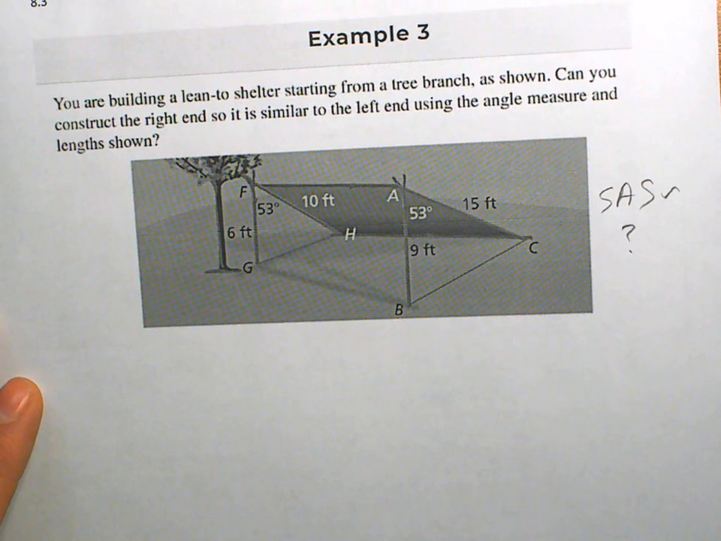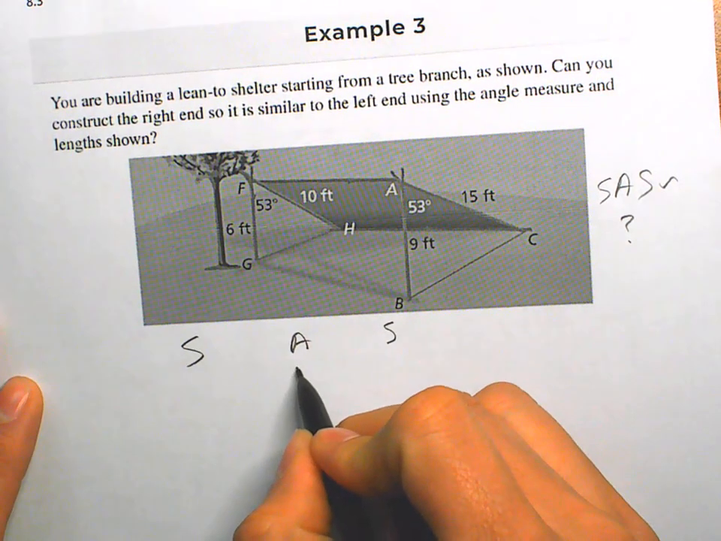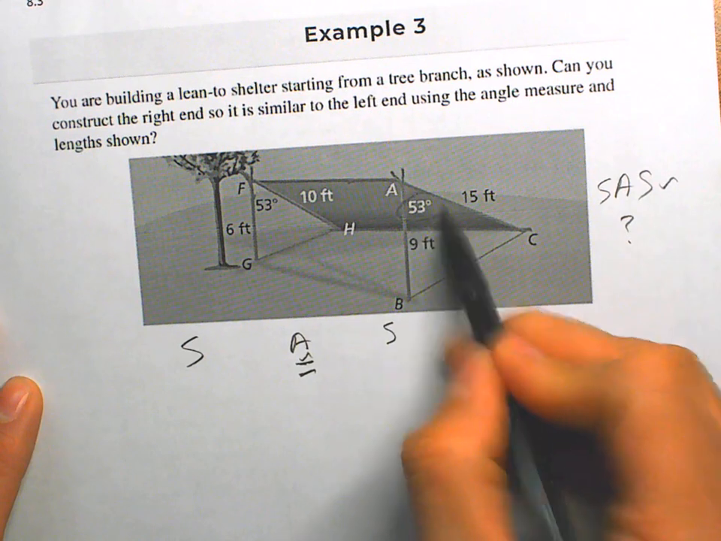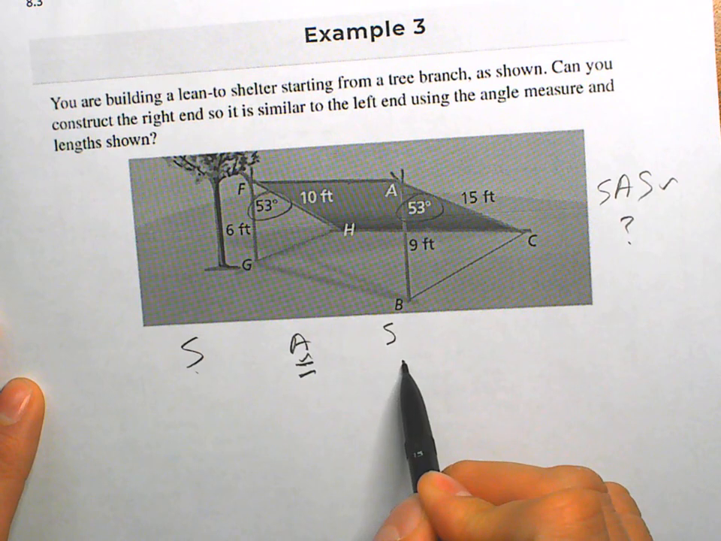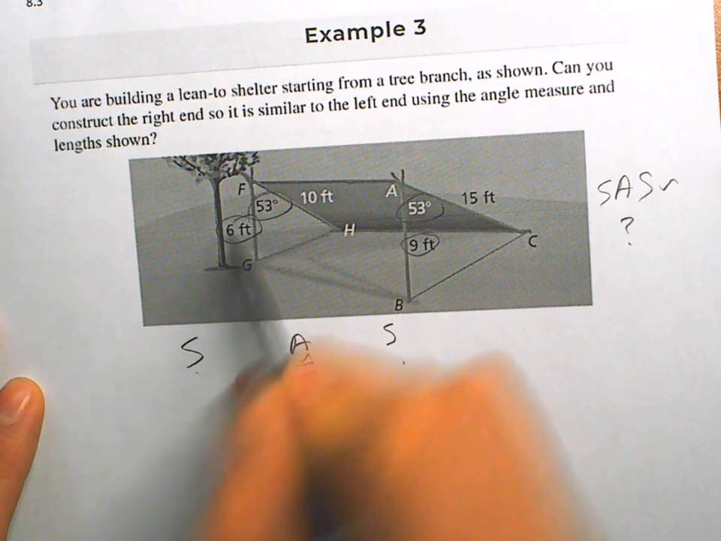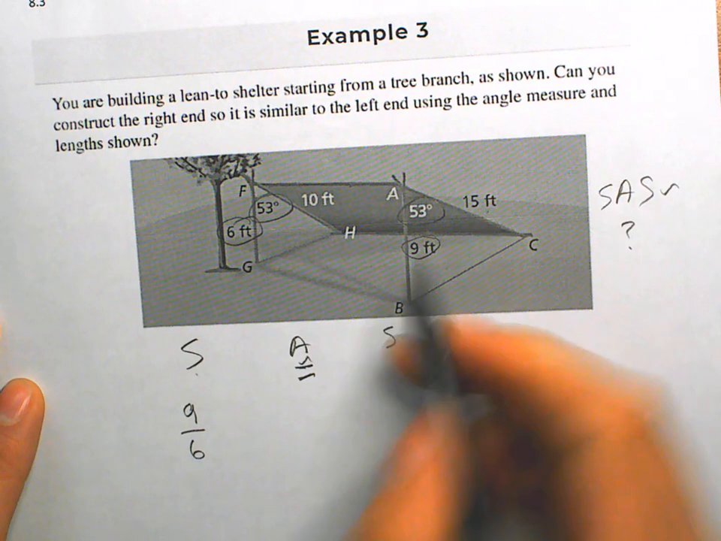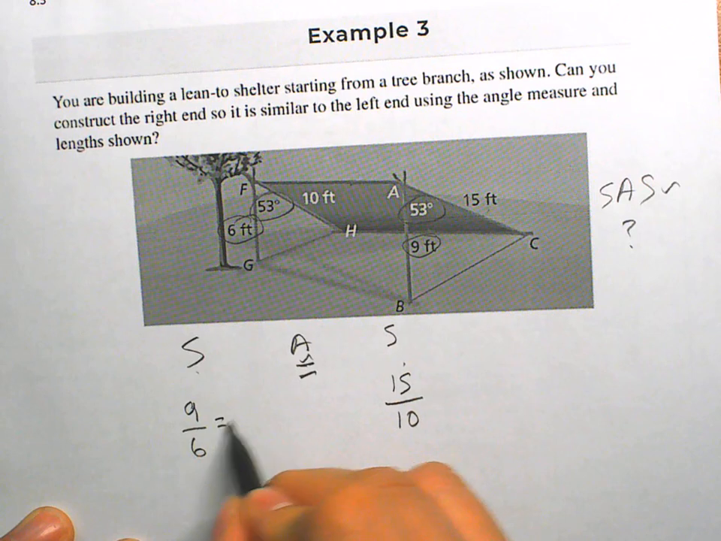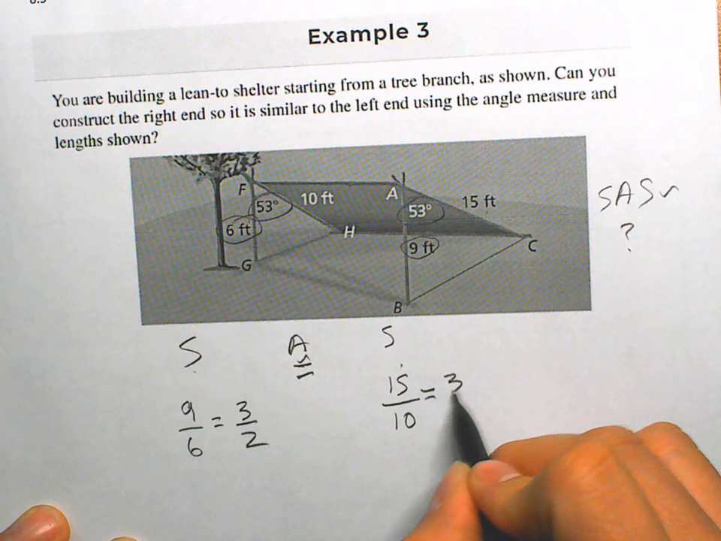So let me check to see what I need. For the side angle side similarity theorem, I need an included congruent angle, of which you can see we actually do have that. Do I have proportional sides? Well, let's look at that. Okay, so I have 9 that corresponds to 6. So 9 to 6. 15 to 10. If I reduce these by 3, that's going to give me 3 over 2. That reduces by 5. That's going to give me 3 over 2.